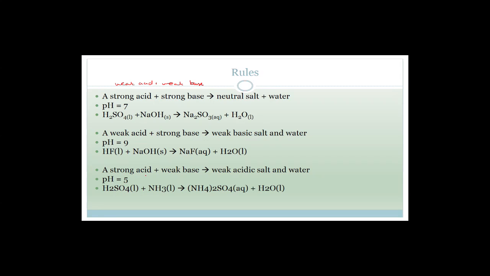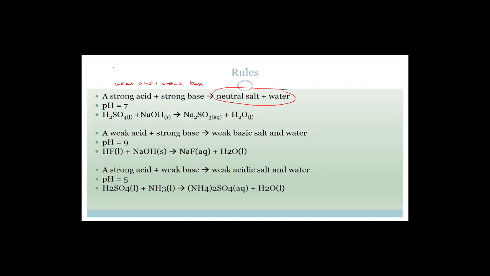If we've got a strong acid and a weak base, so for example, sulfuric acid and ammonia, you're going to end up with a weak acidic salt. So for example, ammonium sulfate plus water. Okay, and then the pH is going to be lower than 7. And just going back, I didn't fill it in, but if you have a weak acid and a weak base, you're going to end up with a neutral salt and water again.